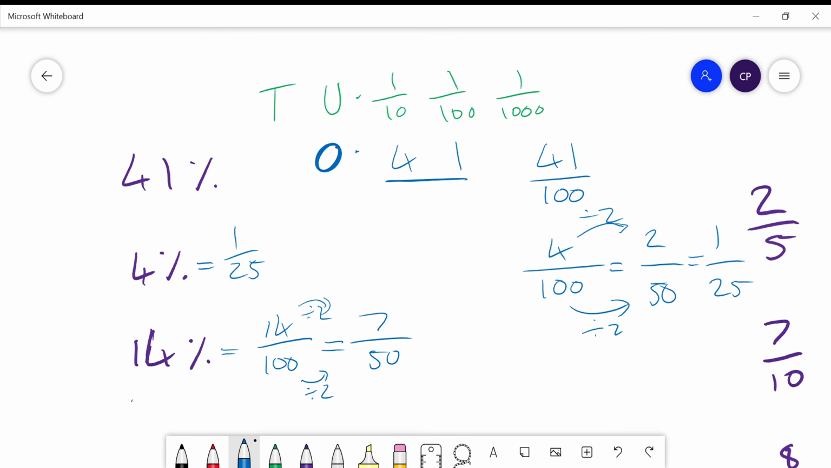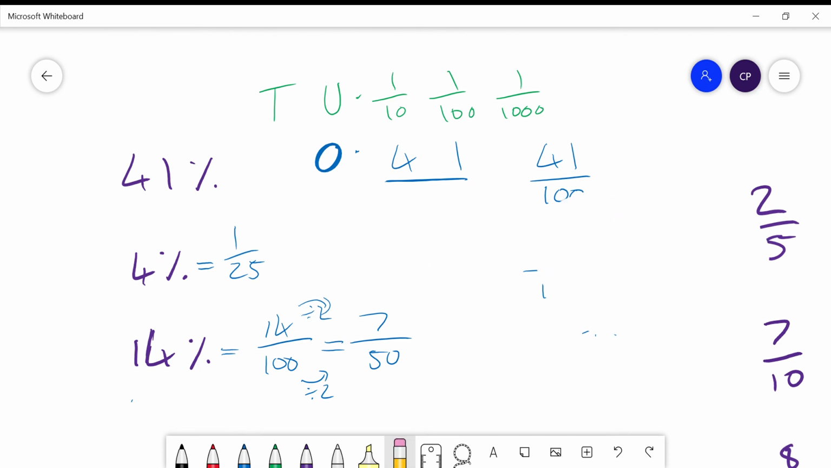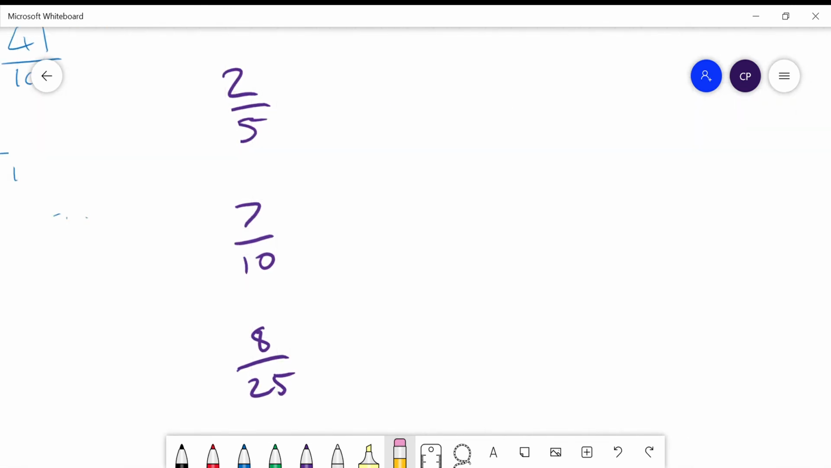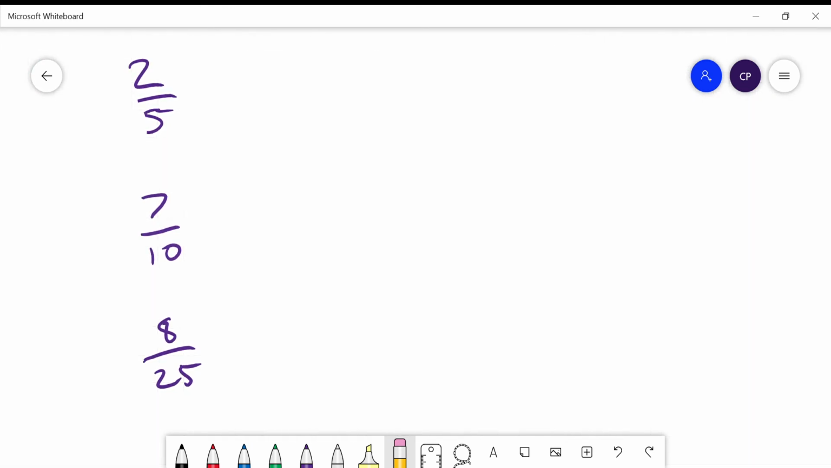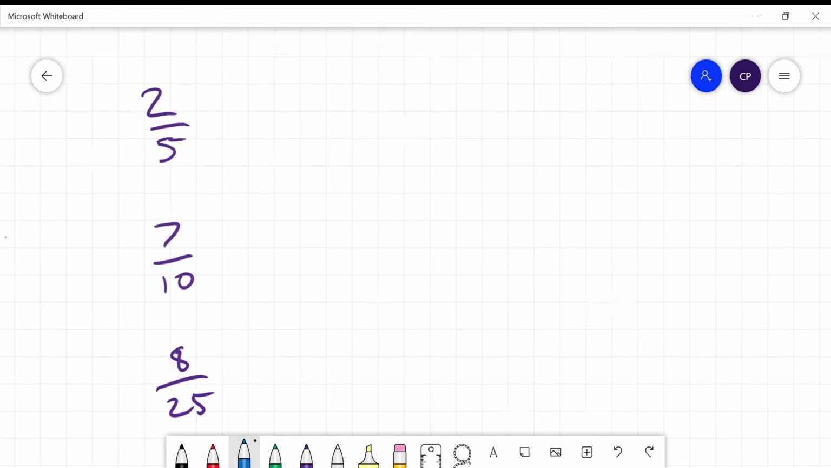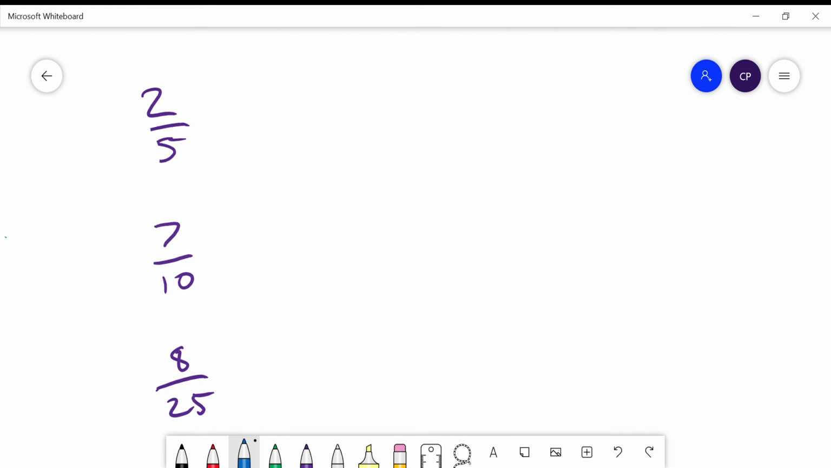I'm just going to rub out some stuff so we can move across over here. Now, we've done our decimals and we've done our percentages. We're now going to look at our fractions. So if we want to turn our fractions into percent, we need them to be per 100. I keep saying this per 100. So I would like this fraction to be per 100 to be percent.